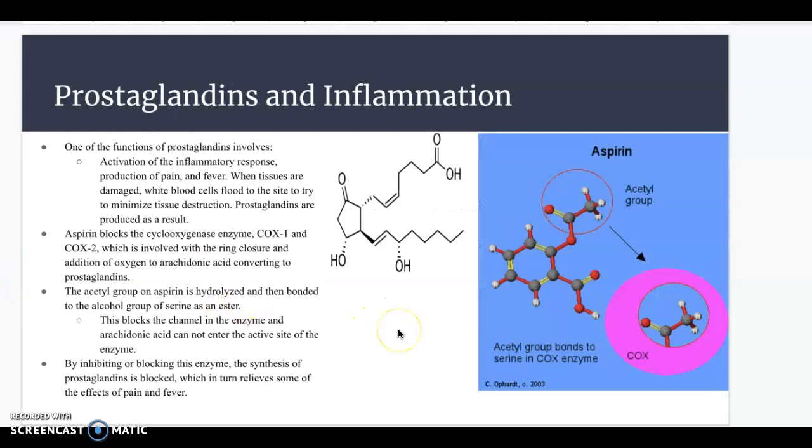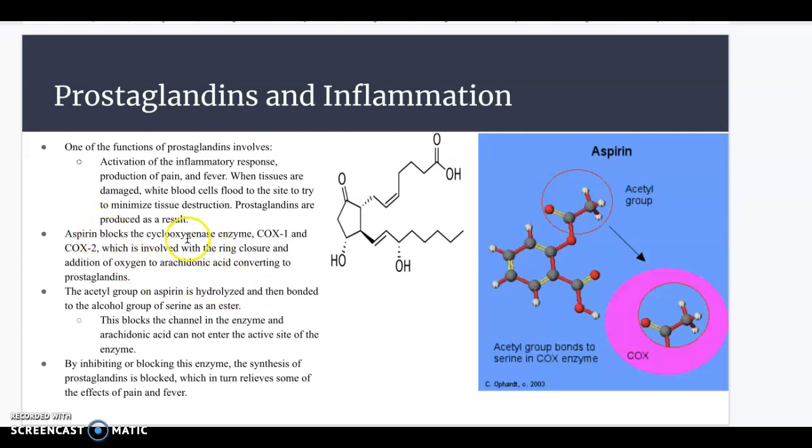So now let's get into prostaglandins and inflammation. One of the functions of prostaglandins involves activation of the inflammatory response, production of pain and fever. When the tissues are damaged, white blood cells flood to the site to try to minimize tissue destruction. Prostaglandins are produced as a result. This is an example of a prostaglandin, by the way. So as I mentioned earlier, when you see that prostaglandins induce inflammation, pain, and fever, the first thing that should come to mind is aspirin.